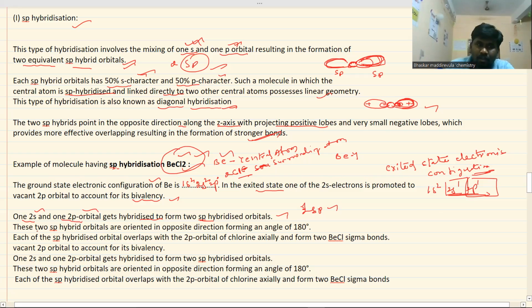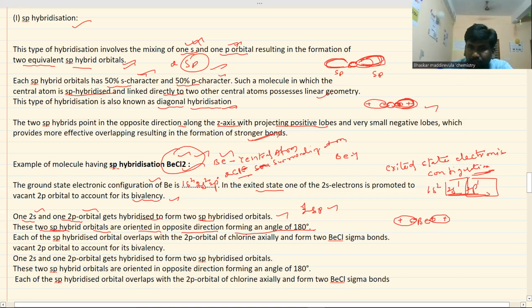These two sp hybrid orbitals, as we already learned, are oriented in opposite directions with an angle of 180 degrees. For example, see here, this is the beryllium. The sp hybrid orbitals have equal energy and the same shape. So they will orient in opposite directions with an angle of 180 degrees, like this.